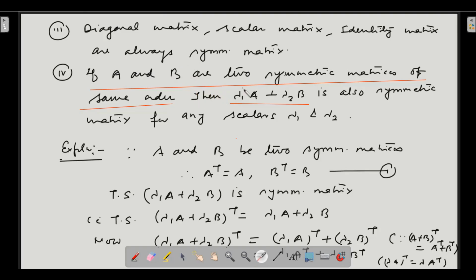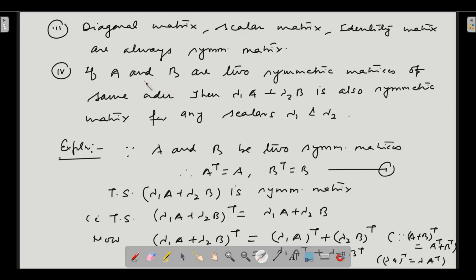Then what does the property say? The property says that λ₁A plus λ₂B is also a symmetric matrix for any scalars λ₁ and λ₂. Now whenever we talk about scalars in matrices, it simply means constants. Scalars means constants. So they are of the same order, they are symmetric also, and we have to show that λ₁A plus λ₂B is also symmetric for any scalars λ₁ and λ₂, which are constants. We need to show this. This is the property. So how to prove it?